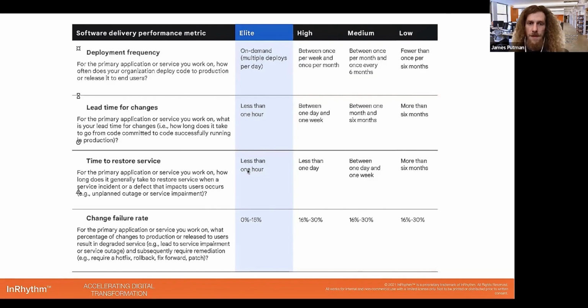Time to restore service, less than an hour. I mean, that would be pretty nice, if you're able to recover from any kind of production level incident with less than an hour. And change failure rate, 0 to 15% is what we're looking at for elite teams. And so, why should we care about this?